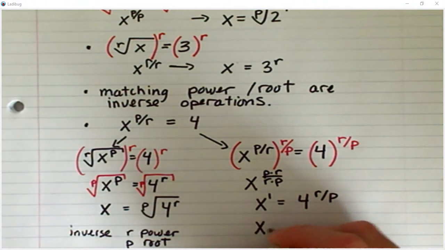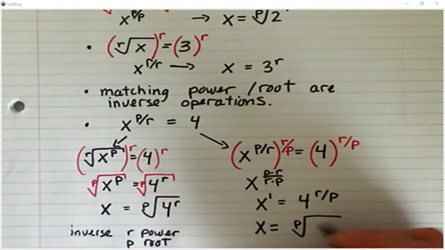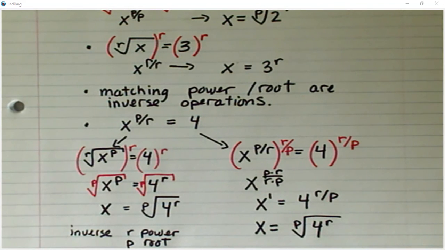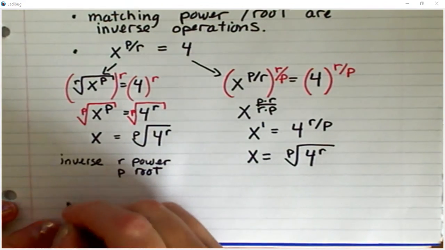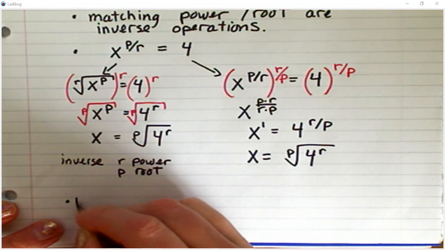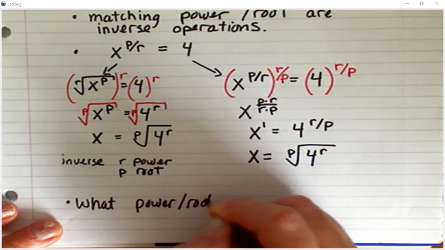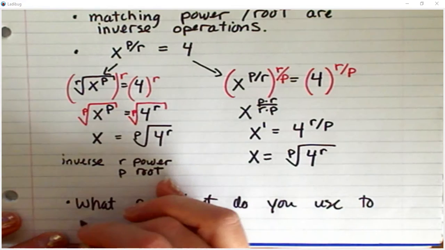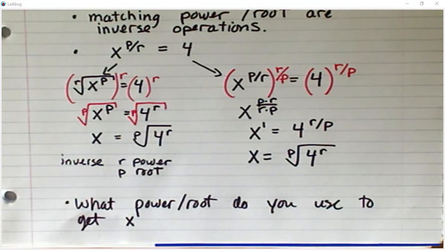4rp, which is x equals, okay, power root, which is exactly what we got from writing it in radical form. Okay, so here's the question. What do you use to get x equals? What power root do you use to get x to the first? Okay, that's what I'm asking.